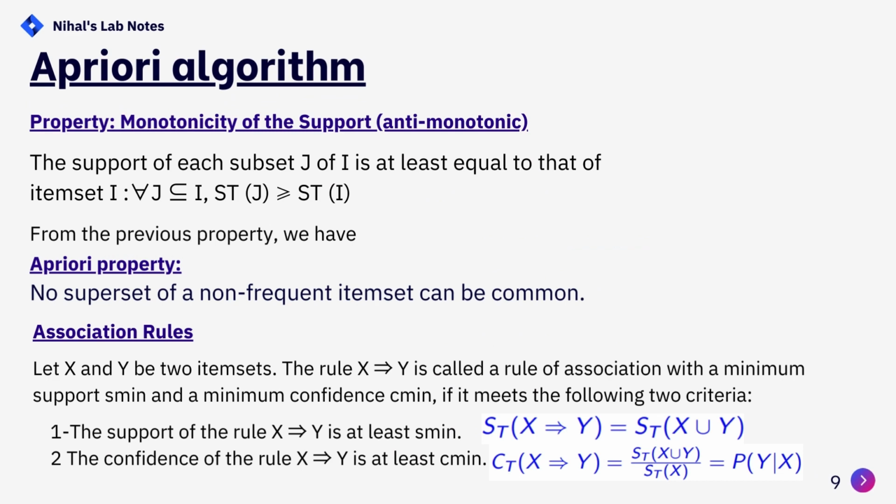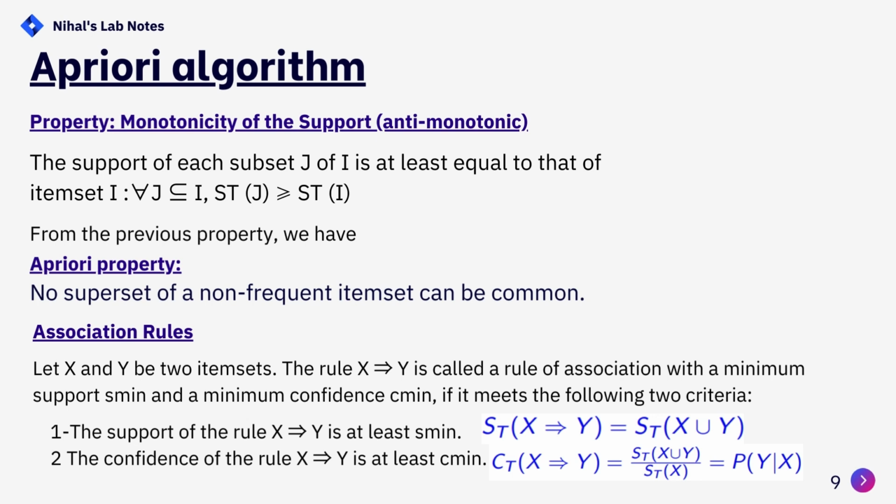Now we are going to see two important properties in the Apriori algorithm. The first is the monotonicity of the supports. The support of each subset J of I is at least equal to that of item set I. From the previous property we have the Apriori property: no superset of a non-frequent item set can be frequent. As you see in the previous property, for all J included in I, the support of J is greater or equal to the support of I.